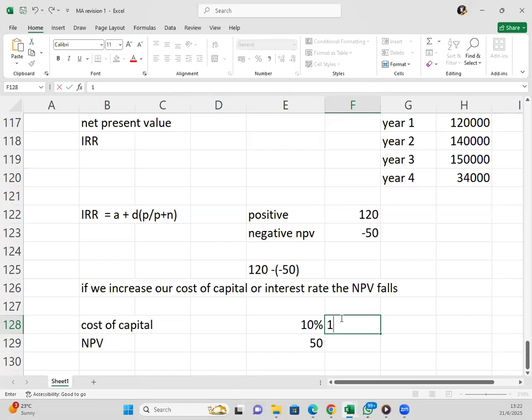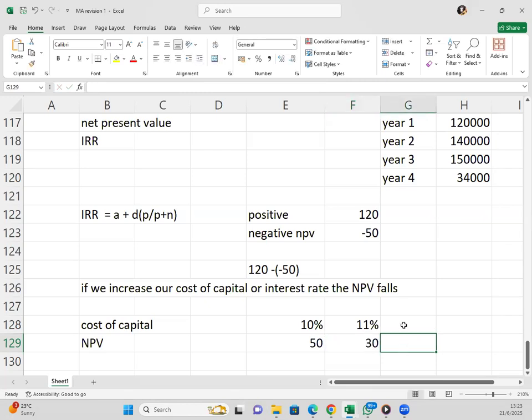So if we increase by 1%, it means if it's now 11%, our NPV falls by 20, it means it will be 30. So if we increase it again by another 1%, 12%, our NPV falls to 30 minus 20, which is 10. If we increase by again 1%, then our NPV is negative.